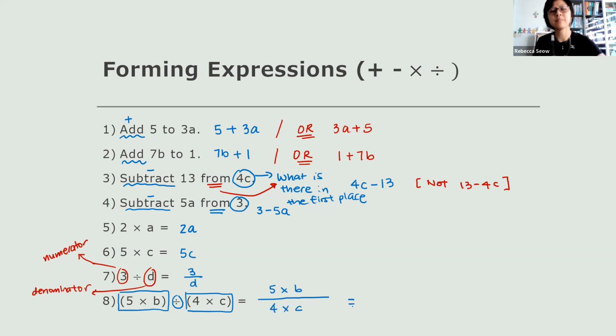Okay, now we can simplify numerator and denominator individually. 5 times b, 5b. Put in the division sign there, 4 times c, 4c. So that will be the answer for the last question.